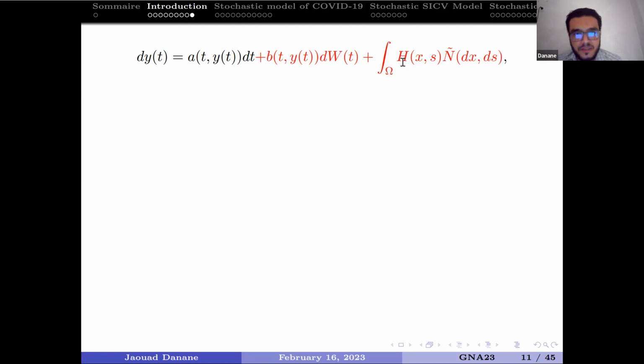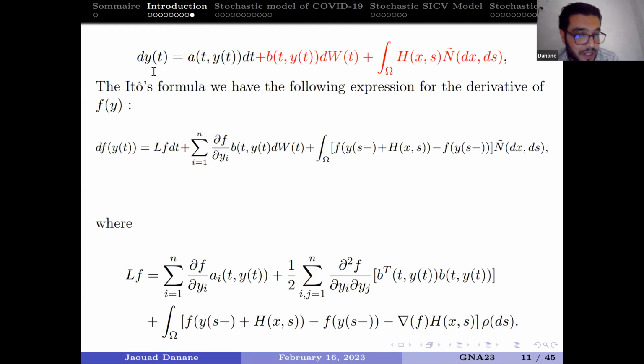So if we have any function defined on the parameters, by using the Ito formula we can find the derivative of this function, which is given by the following definition. LF is the deterministic part, dW is the part of the Brownian motion, and the tilde N dx ds is the part of the Lévy jump. The derivative of the function, LF, is given by the following expression.